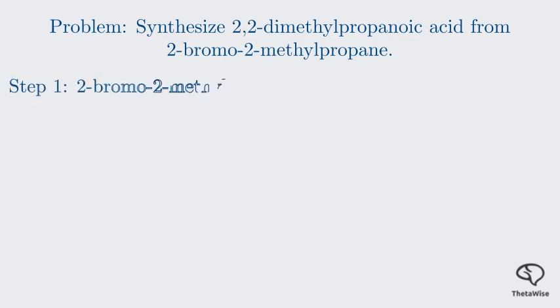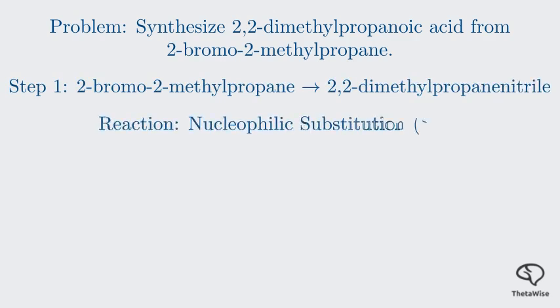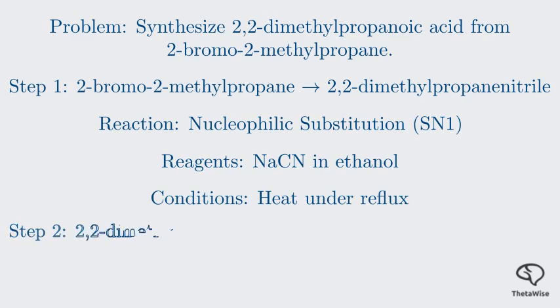Step 1 is to convert the haloalkane into a nitrile. We know this is done by nucleophilic substitution with cyanide. The reagents are sodium cyanide and ethanol, and we heat it under reflux. This replaces the bromine with a cyanide group, giving us 2,2-dimethylpropanenitrile. Step 2 is to hydrolyze the nitrile to a carboxylic acid.